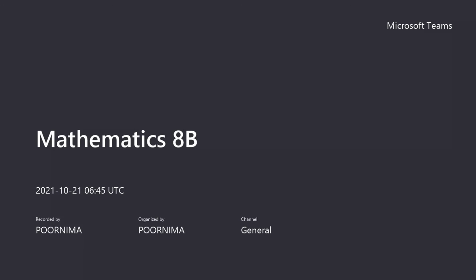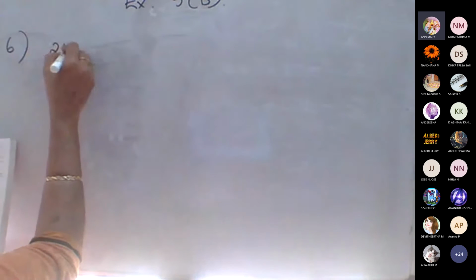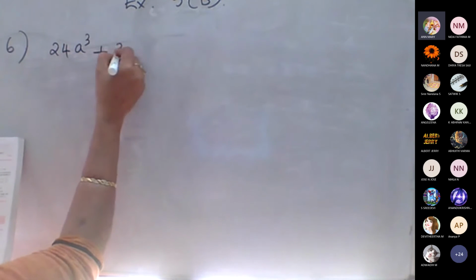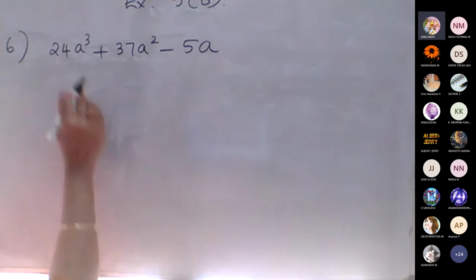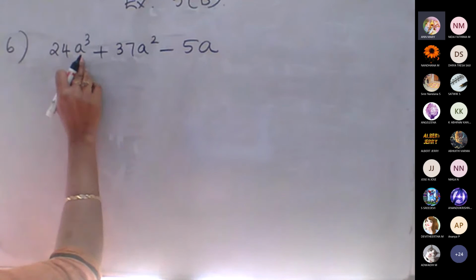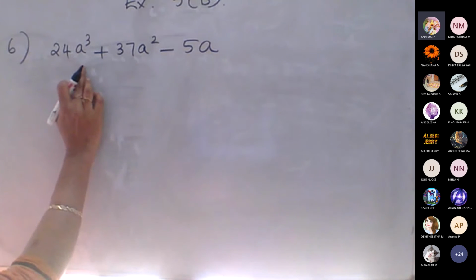24a cube plus 37a square minus 5a. Exercise 5b, question number 6: 24a cube plus 37a square minus 5a. So this is not a quadratic equation. We have to do it like a quadratic, splitting the middle term using the quadratic method only.